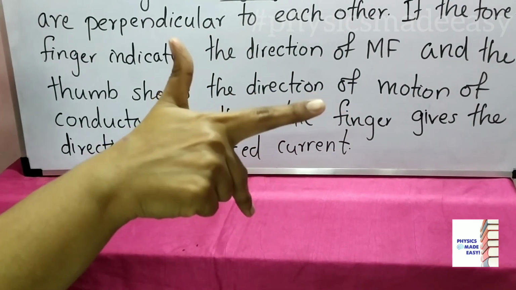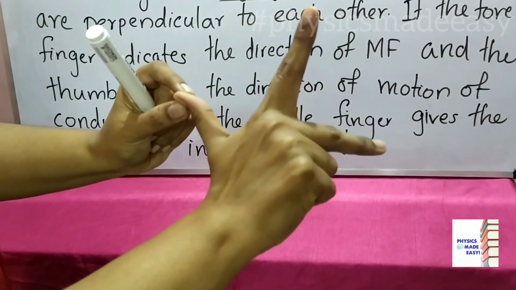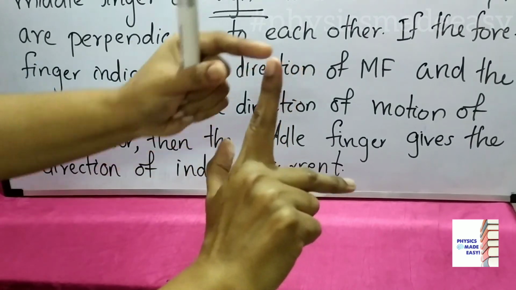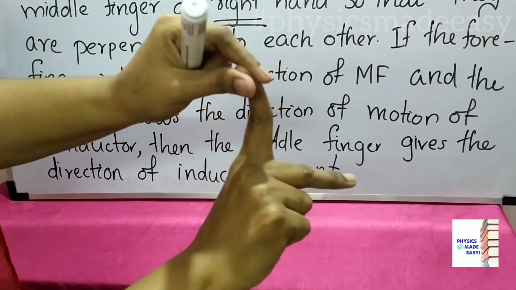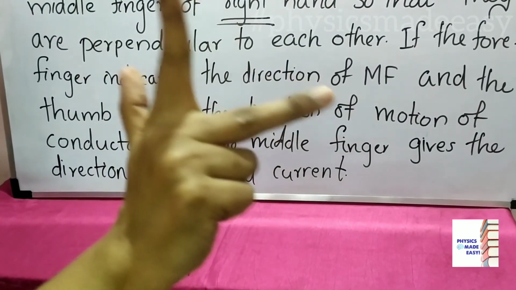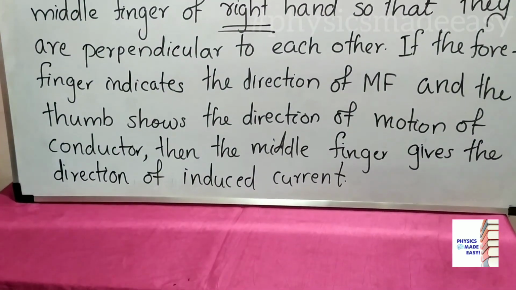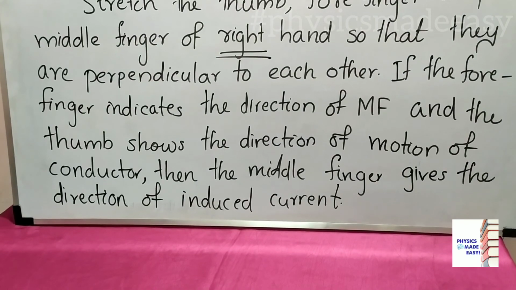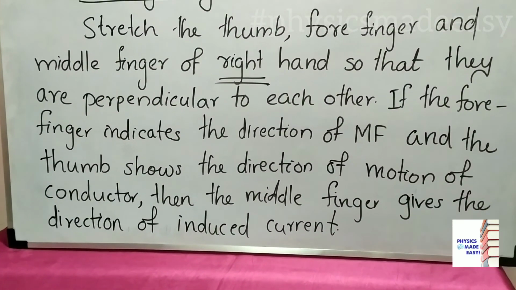Then the thumb gives you the direction of motion of the conductor. The index finger gives you the direction of magnetic field. Then the middle finger gives you the direction of induced current. This is about Fleming's right hand rule.